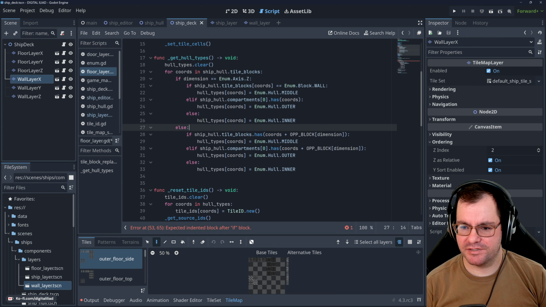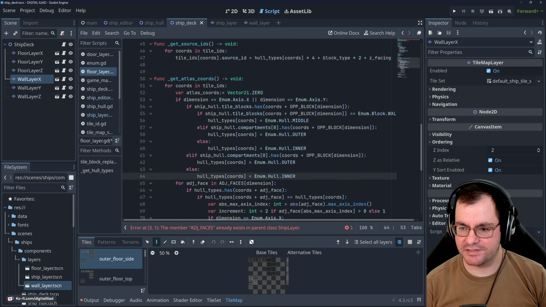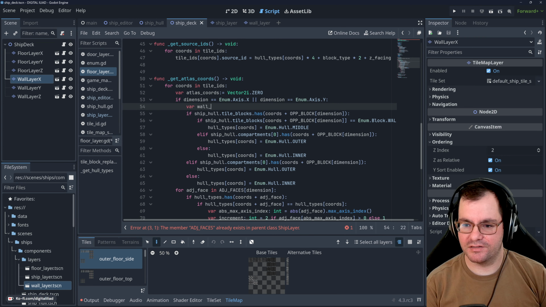So the floor needs to know what the hull type of the wall above it is, and it's different than its own hull type. So here we would say if dimension is Axis.X or dimension is Axis.Y, snip that in there. Instead, we'd say something like a variable like wall type, Hull enum.